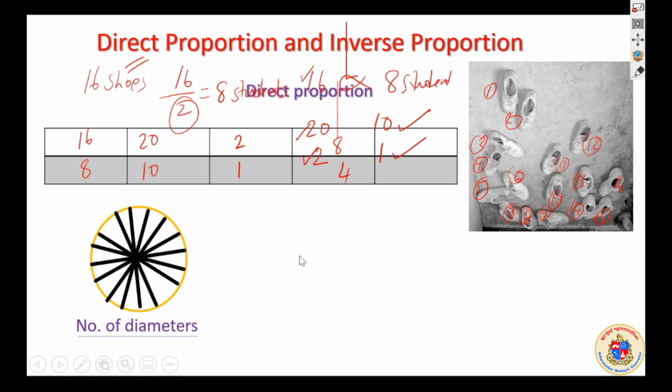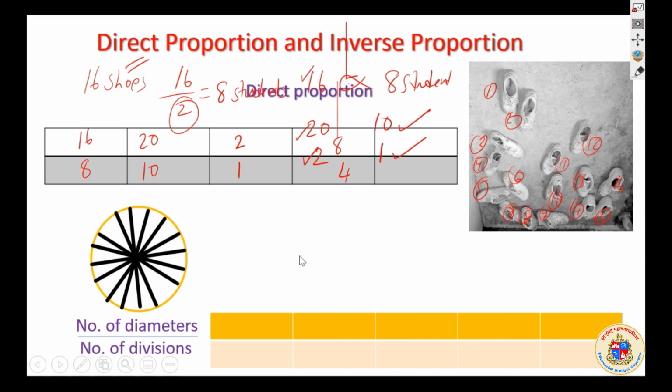If I simply say number of diameters and number of divisions, we can say that 2 diameters, 4 divisions. 8 diameters will be having 16 divisions. 4 diameters, 8 divisions. Correct? 1 diameter, 2 divisions. So the ratio is maintained. Direct proportion is having ratio constant. Here it was 16 upon 2 is equal to 8, and we got 8 students are there.